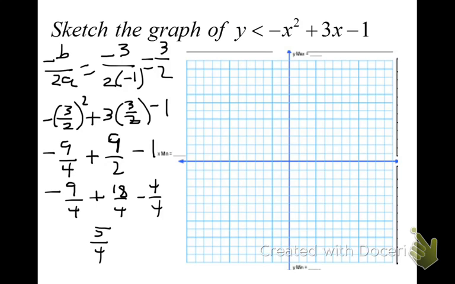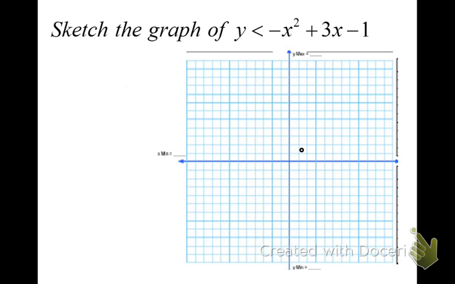To add those fractions, we have to have a common denominator. The common denominator is 4, so we have negative 9/4. We multiply the 9/2 by 2 over 2 to get 18/4, and we change the negative 1 by multiplying it by 4 over 4 to get negative 4 over 4, and those add up to 5/4. So once we have our vertex at 3/2 and positive 5/4, we're going to plot that, and after we plot that, we're going to make a t-graph and plot some points to get the general shape of our graph.